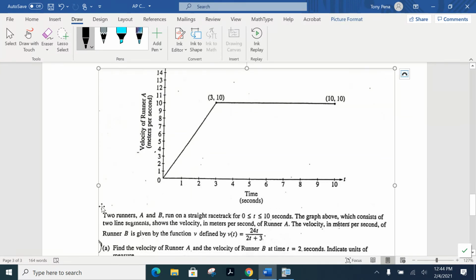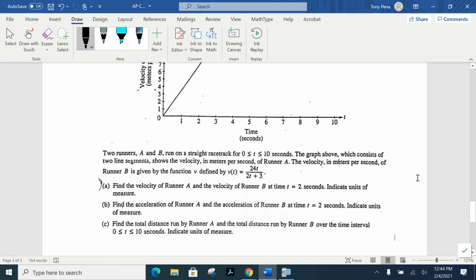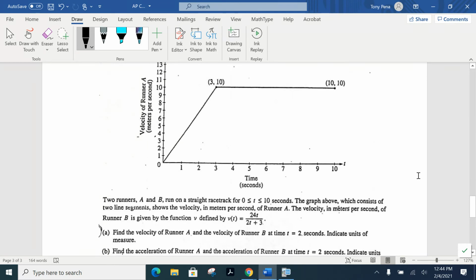So what this is telling us is you've got two runners. You have runner A, you have runner B. They're going to race on a track for 10 seconds. The graph above, which is 2 line segments, shows the velocity. So that's something we want to be aware of. This is a velocity graph of runner A. So we'll label that as runner A. And then the next question is, the velocity in meters per second of runner B is this guy.